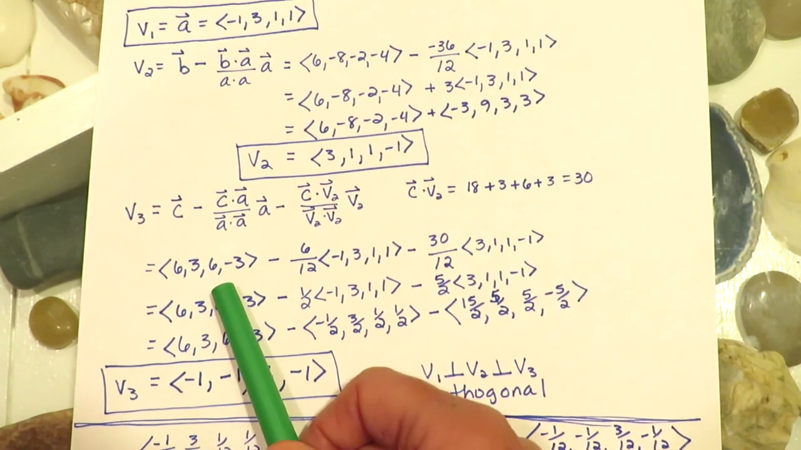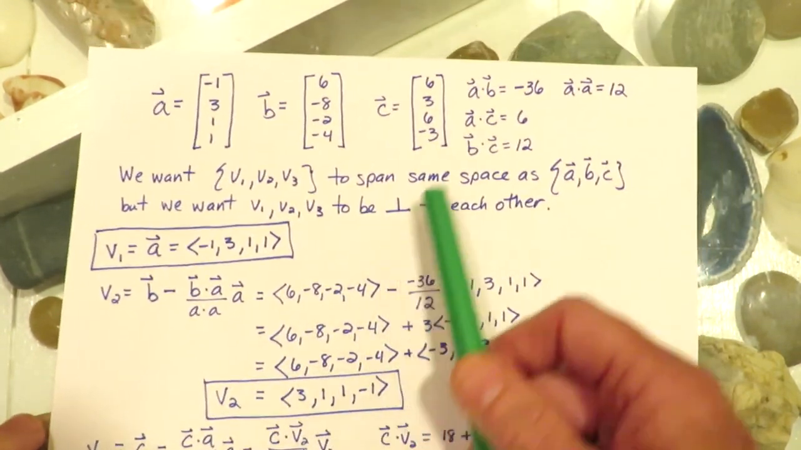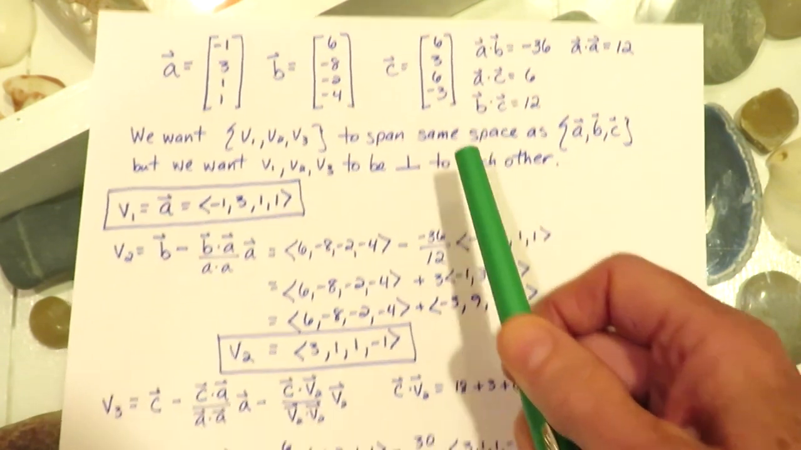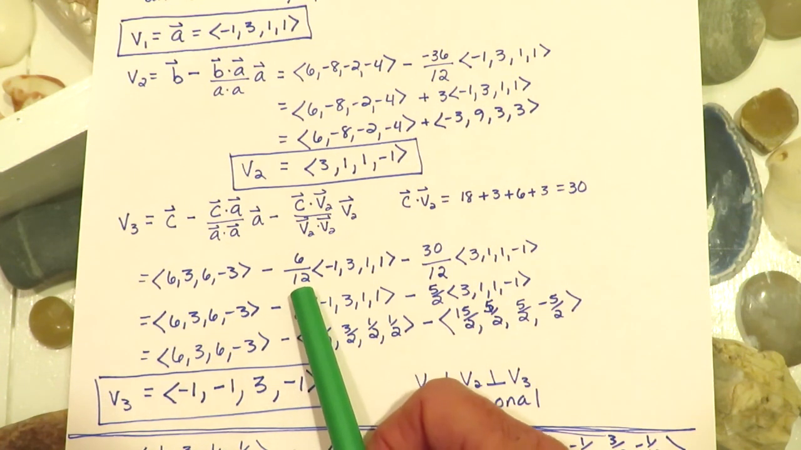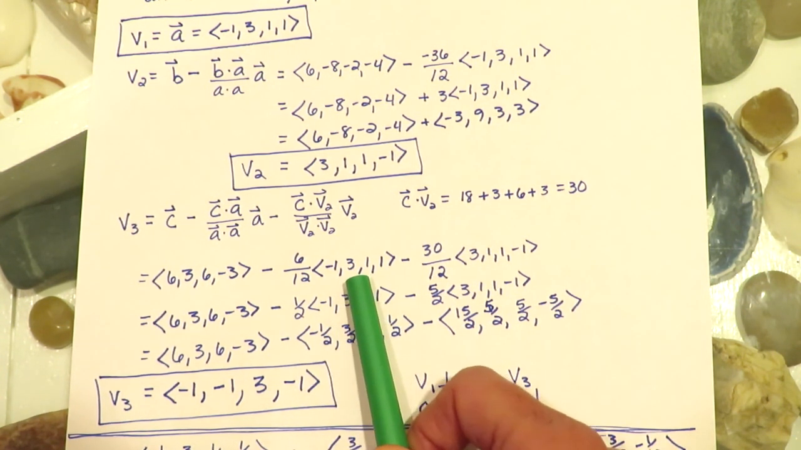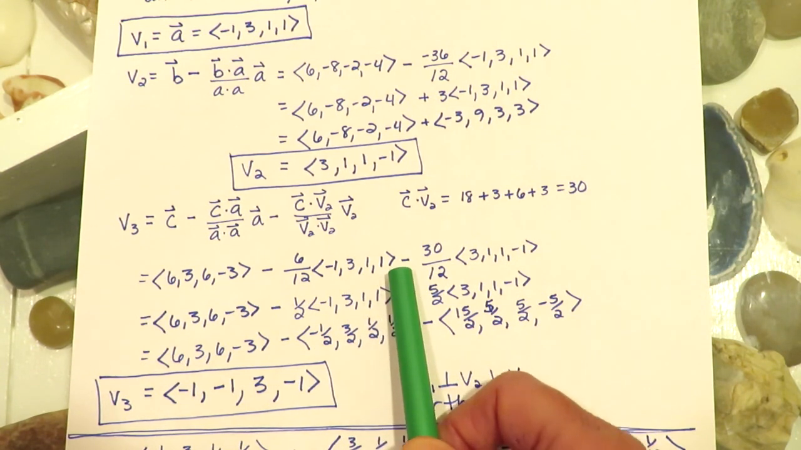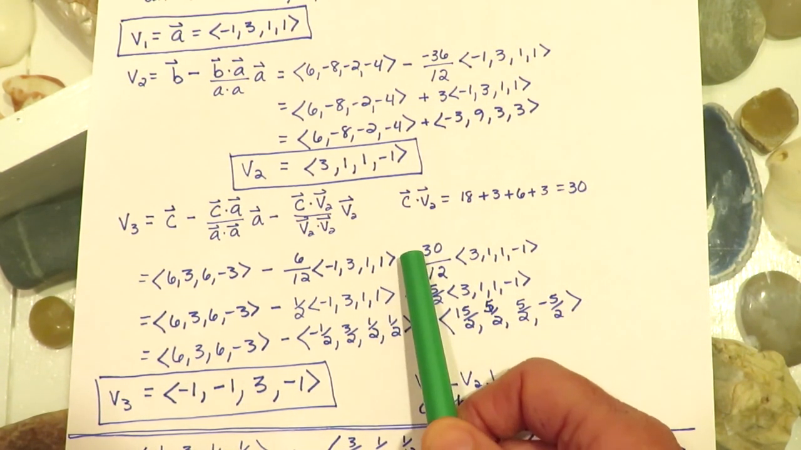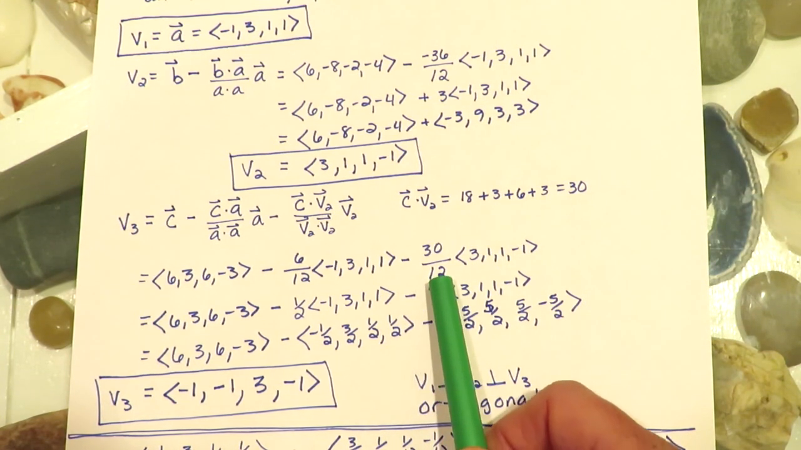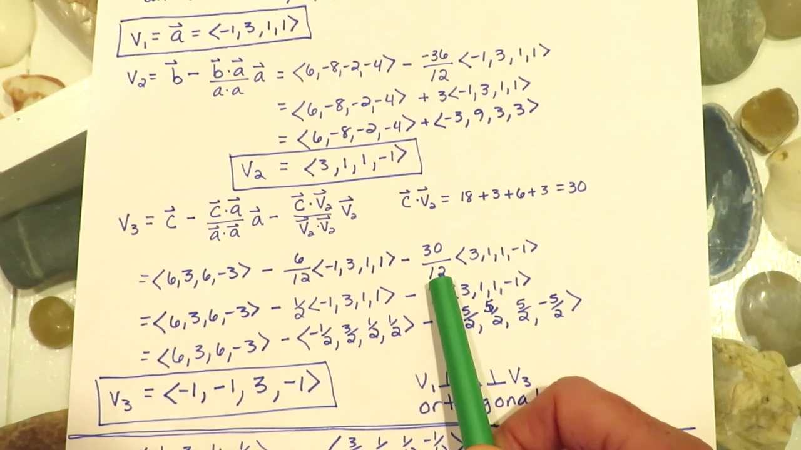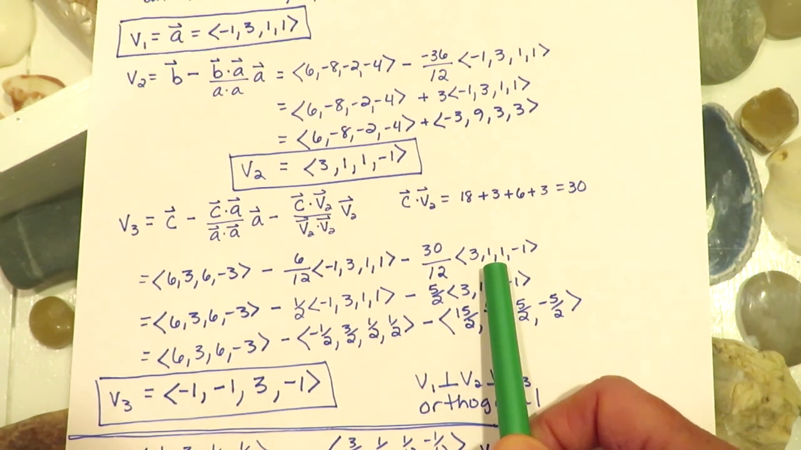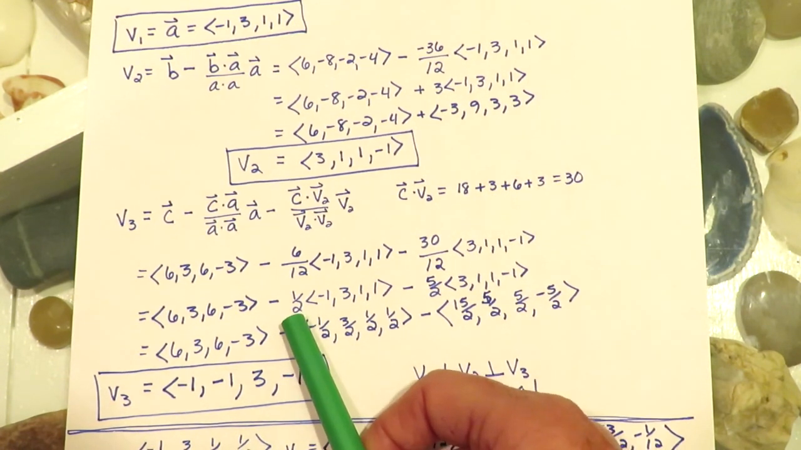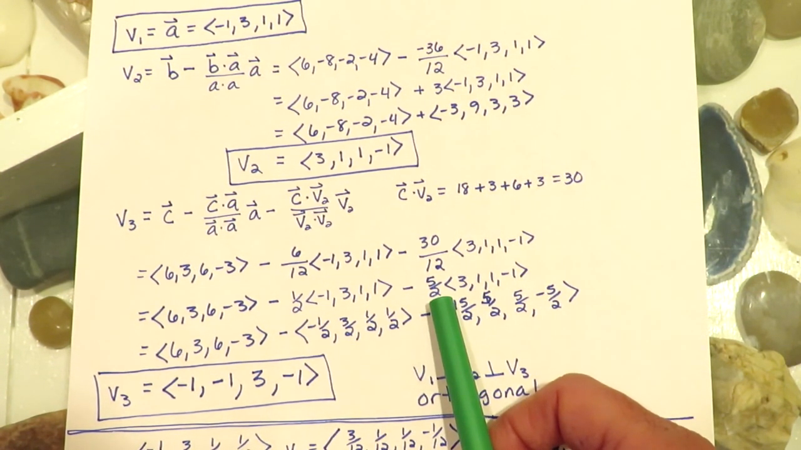Okay, so here's vector C. This was vector C. Again, it was in our original set. And I am then subtracting C dotted with A was 6. A dotted with itself is 12. This is vector A. Then I'm subtracting C dotted with the new vector V2. And then V2 dotted with itself is also 12. And then this is vector V2. Notice 3, 1, 1, -1. And 6 divided by 12 is a half, and 30 divided by 12 is 5 halves.